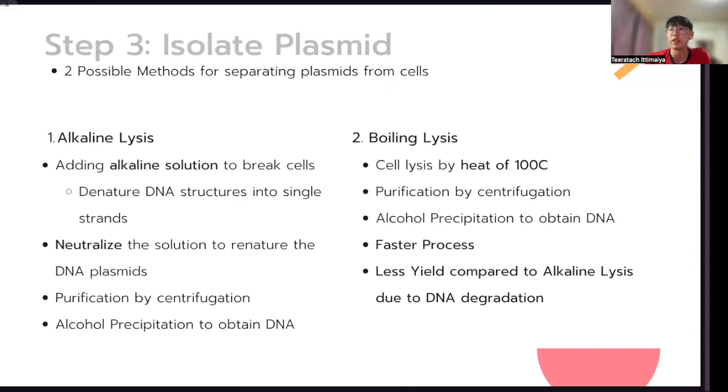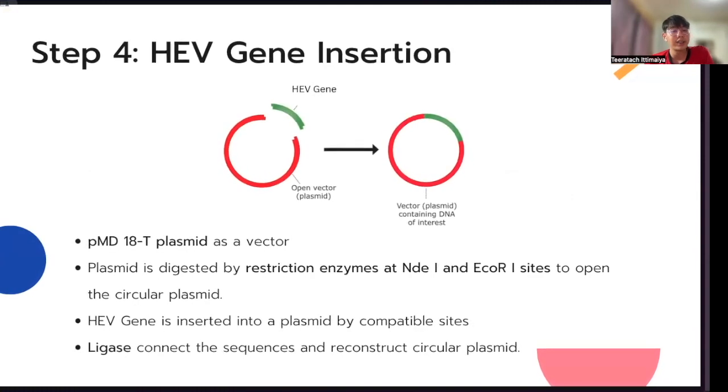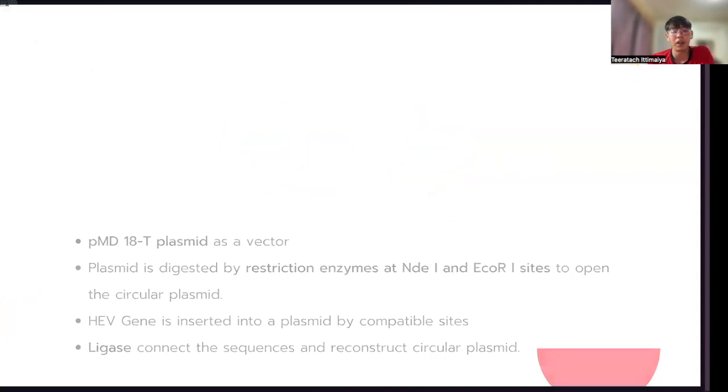Now it is time to insert the HEV gene into the plasmid. According to the article, pMD18-T plasmid is used as the vector due to compatibility. The plasmid is digested at the NdeI and EcoRI sites by restriction enzymes to open the circular structure. The HEV gene is inserted due to compatible sites and connected by ligase enzyme. At the end of this step, the plasmid vectors are ready to transfer into E. coli cells.